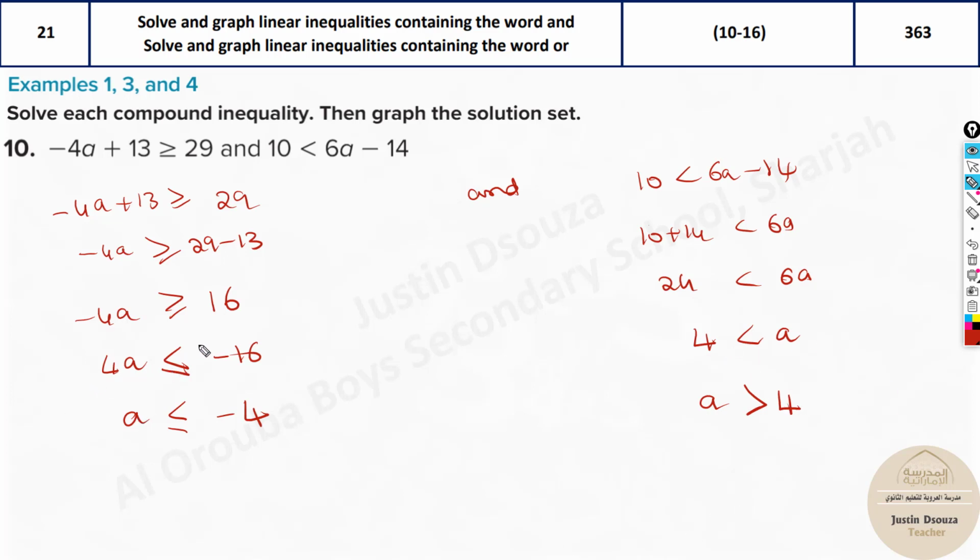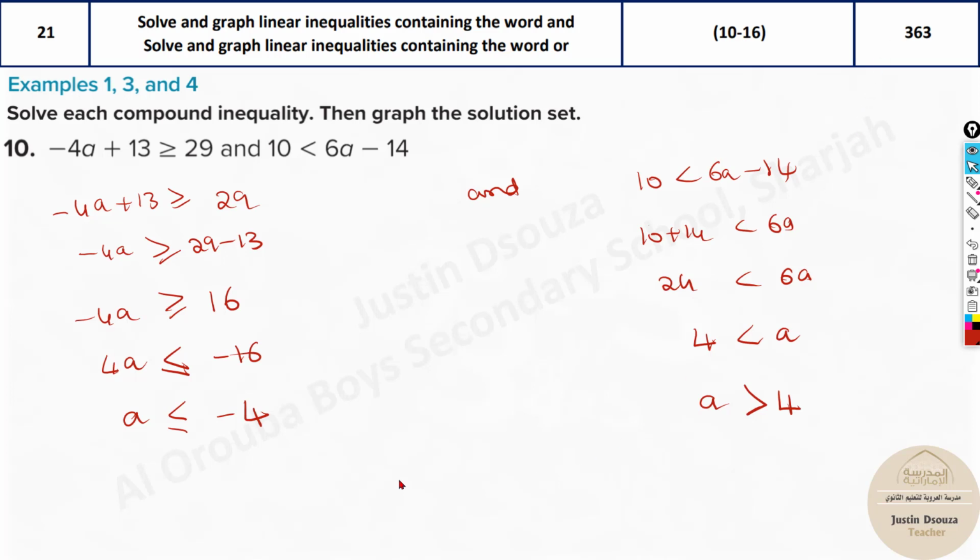Now here the inequality flipped because we changed the sign throughout. But here it's not the case. We just have written it, the variable first, the number next. A was greater than 4, or 4 is less than a. The same thing remains here: a is greater than 4, or 4 is less than a.